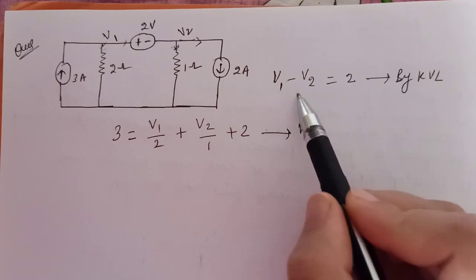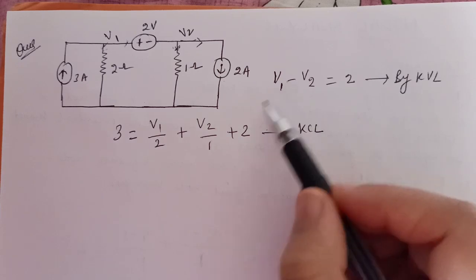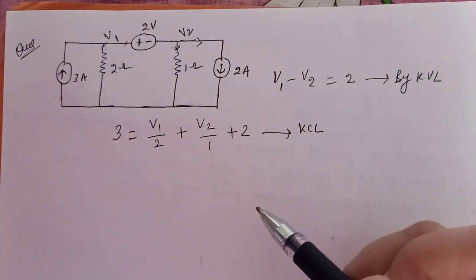So solve two equations, two unknowns. V1 and V2 are the two unknowns, and you got two equations. So solve these two equations and find V1 and V2.